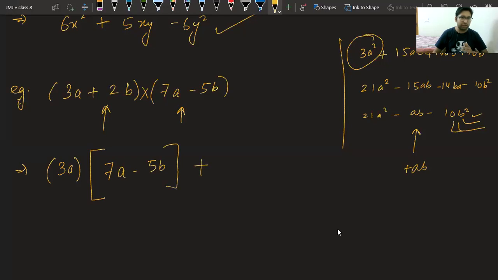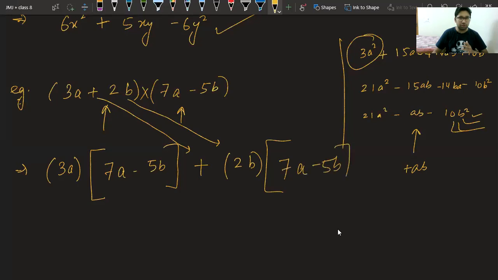Similarly, I will take this plus sign. Then I will take the second term of the first bracket and distribute this on the second bracket. Now we are ready.